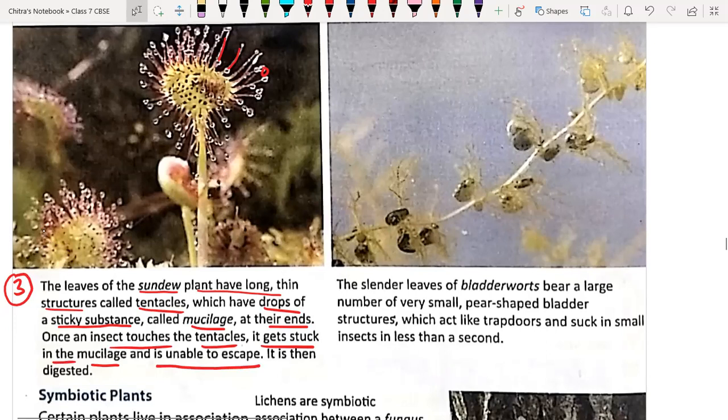Now the fourth example here. The cylindrical leaves of the bladderwort bear a large number of very small pear-shaped bladders. These are the bladder-like containers, which act like trap doors and suck in small insects in less than a second. When an insect passes by and sits on them, they trap it and digest it very fast.